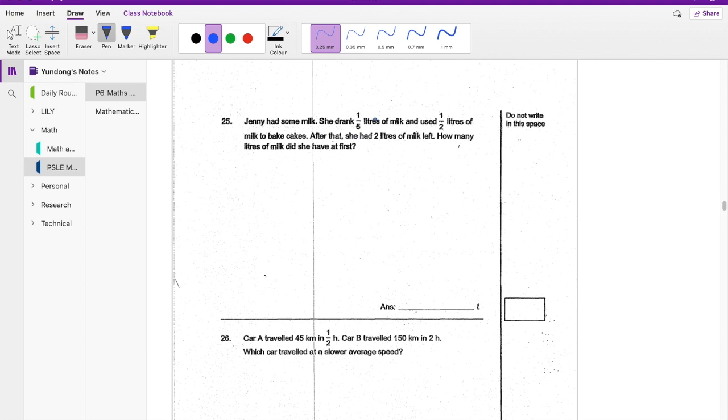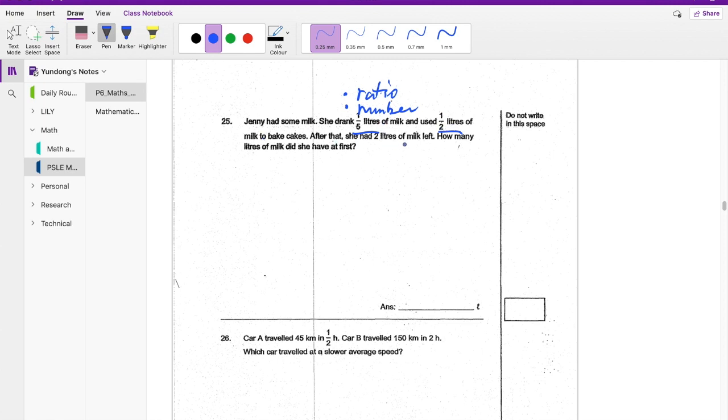The trick of this one, right? We need to be very careful. Sometimes it says drank 1/5, whether it's a ratio or a number, you must be clear. And sometimes it might be a mix of ratio and number. For example, she drank 1/5 of milk and used 1/2 liters of milk. Then you need to be very careful. So this one actually is quite easy because we see that all are numbers. So this 1/5 and 1/2 are all liters.